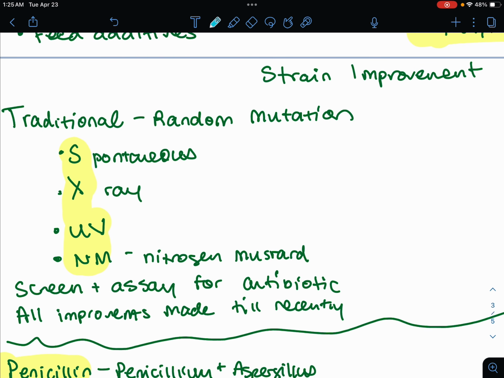All right, let's talk about strain improvement. So the traditional approach would be random mutations achieved by spontaneous methods for S, X-ray for X, UV radiation for UV, and nitrogen mustard. This is like mustard gas. That's going to be NM. You then screen and assay. You screen by growing in medium, and then you assay for the antibiotic. So assay, antibiotic. So until recently, all of the improvements were accomplished by traditional approaches.